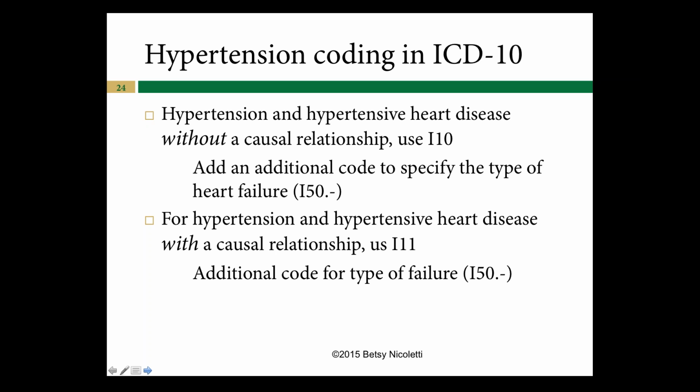If you have a patient where there is not a causal relationship between the hypertension and the heart disease, you use I10, and then you add an additional code for the heart failure. And if there is a causal relationship, you use a code from I11, and then you add an additional code for the type of heart failure.